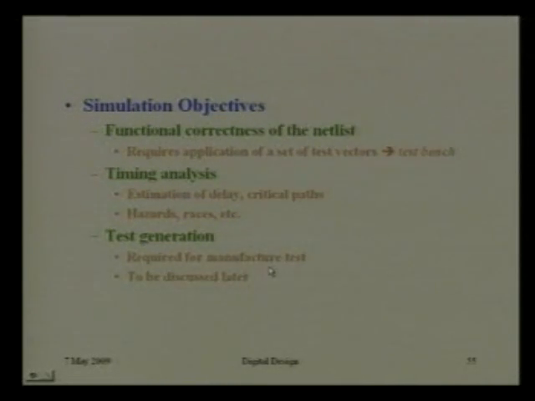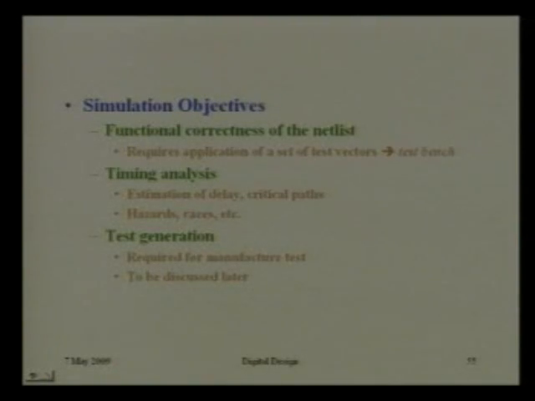The functional correctness of the netlist, as I told, every time it is necessary. Timing analysis, that is estimation of delay, critical path, hazards, races, particularly for sequential circuits, because finally delay is one thing, that with what clock your chip is working, that is the thing people will need. And the test generation required for manufacturing test, to be discussed. Okay. Testing you will read later. I think in the course at the last phase you will be reading the testing of the chip.